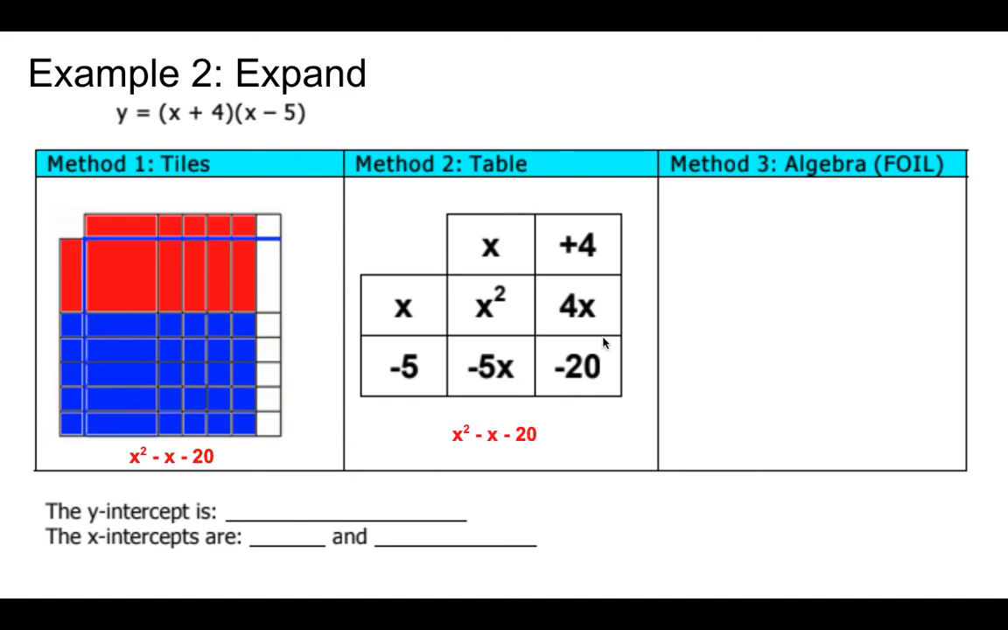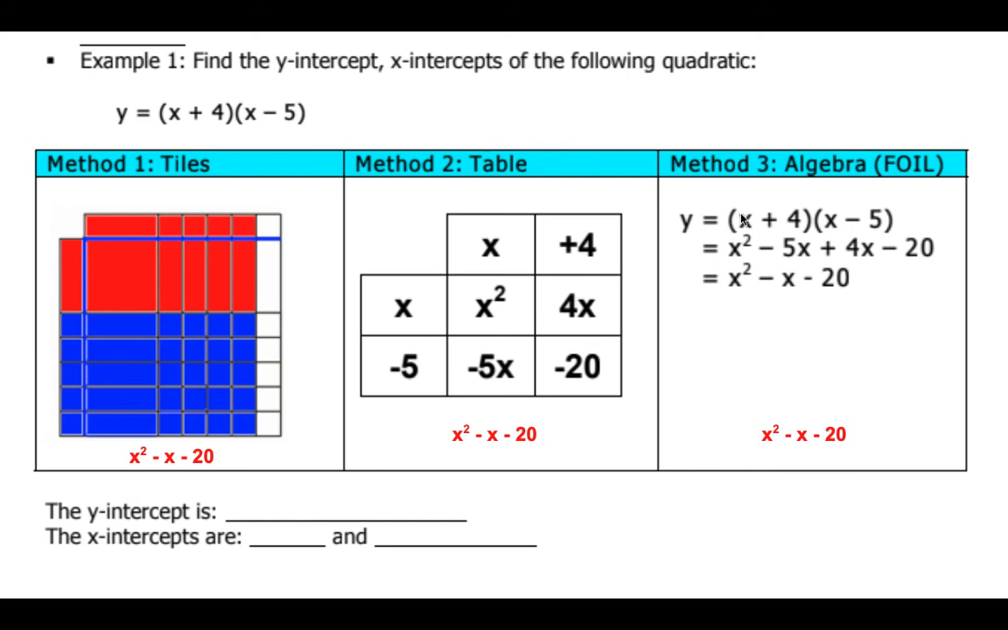Excellent. And then the third method is FOIL. So remember, FOIL stands for first, outer, inner, last. So our first terms are x times x, which gives us x squared. Our outer terms are x times -5, so that's -5x. The inner terms are 4 times x, which is 4x. And our last terms is 4 times -5, which is -20. Now we can combine these x terms to reduce it to x squared minus x minus 20, which is exactly the same thing.